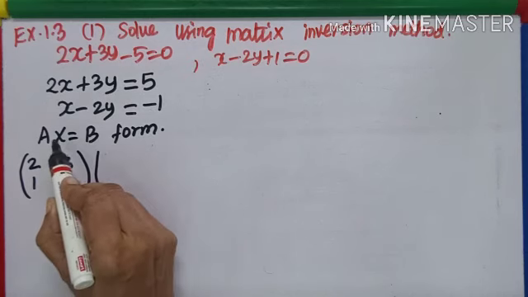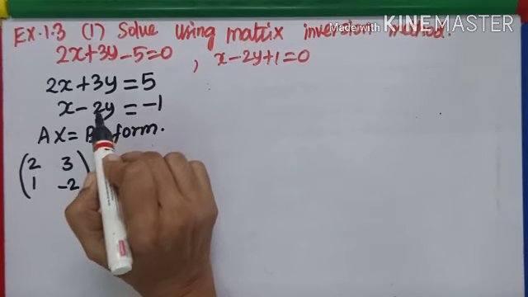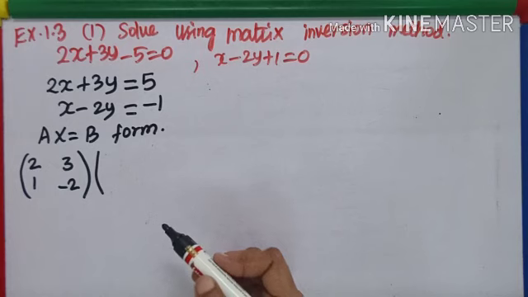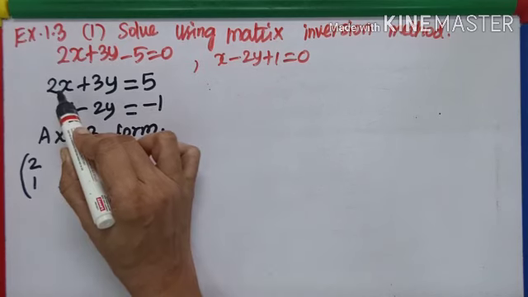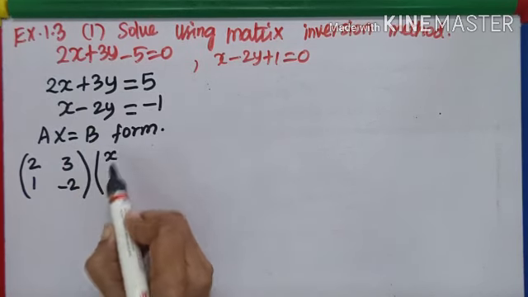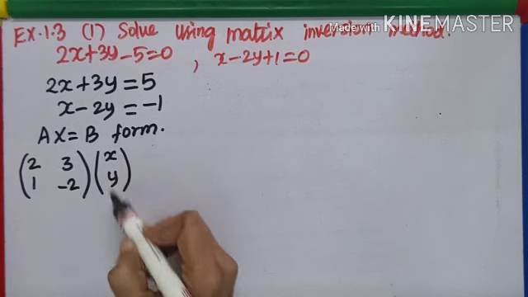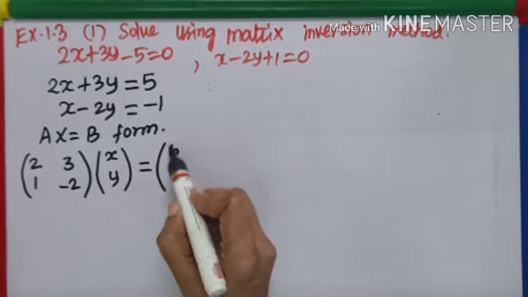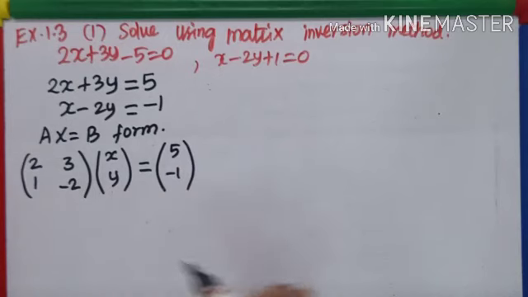What is X? This capital X stands for the variables. Which are the variables? I can say variables or unknowns. Unknowns are x and y. Write them one below the other. Equals, the right hand side I call the B matrix. Check whether it is correct now.